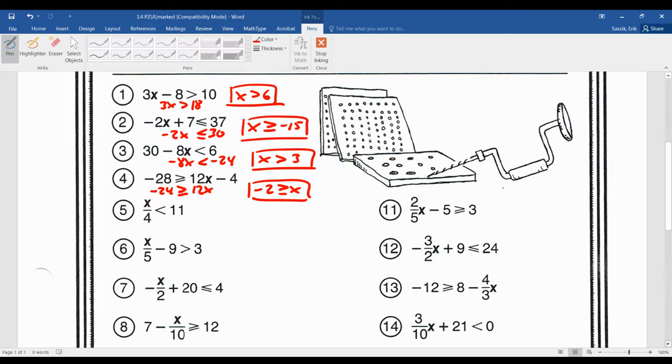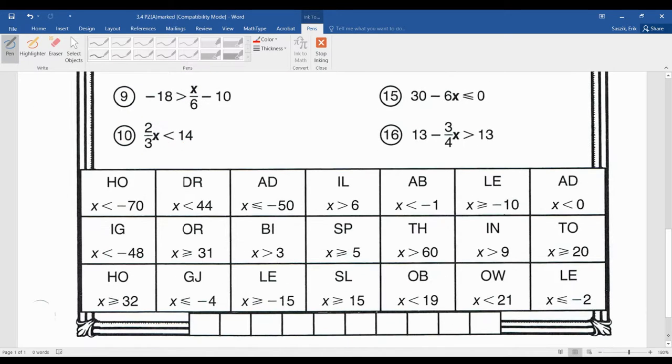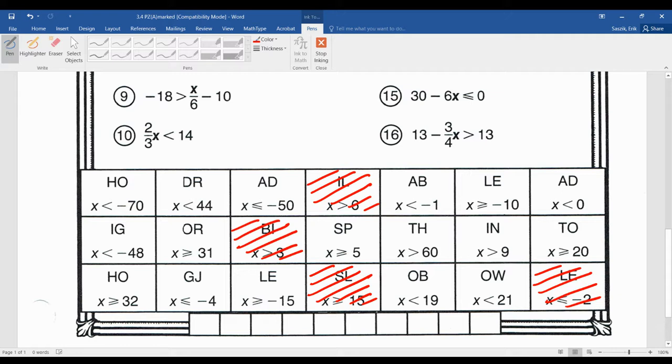So let me see if I can find those 4 on the bottom. X is greater than 6. Where is that? I see it right here. We had x is greater than or equal to -15. I see that right here. We got x is greater than 3. That's right here. And then we got x is less than or equal to -2, and that's this one right here. Okay.